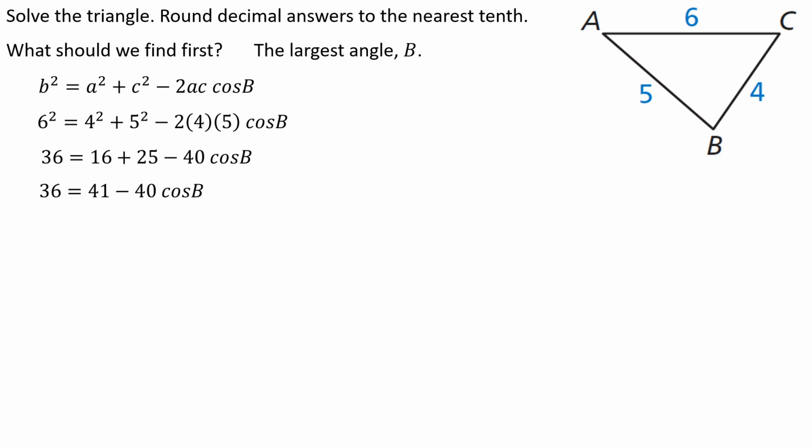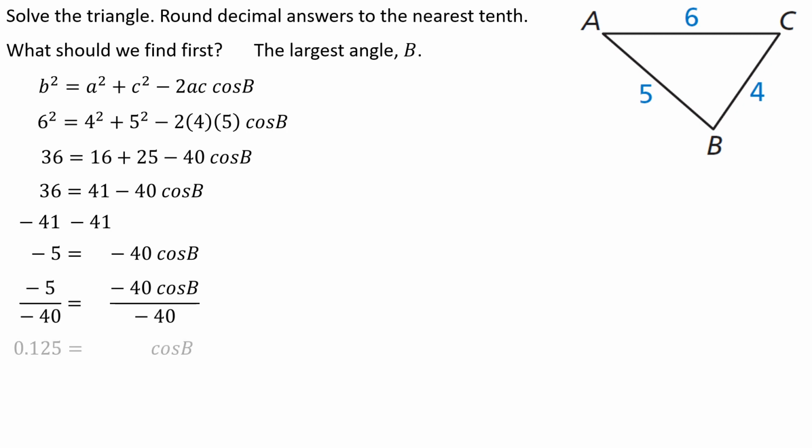Again, don't be silly. Don't try to do 41 take away 40. I know it looks tempting, but notice that 40 is being multiplied by cosine of B. I cannot do 41 take away 40, as tempting as it is. Instead, I need to isolate the variable, so we've got to subtract 41 from each side. Now, the opposite of multiplying by negative 40 will be dividing by negative 40. And I get positive 1/8, or if I want to use decimals, 0.125.